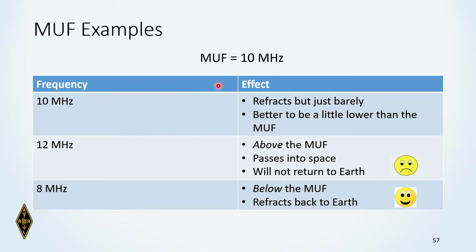Now let's say that the maximum usable frequency is 10 megahertz. So what would happen if we were transmitting on 10 megahertz? Well, it would refract, but just barely, because that's the edge. The maximum usable frequency is 10, so it'll refract, but just barely. So it's much better to be a little lower than the MUF, or one band below whatever the MUF is.